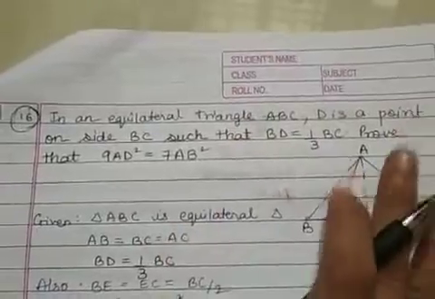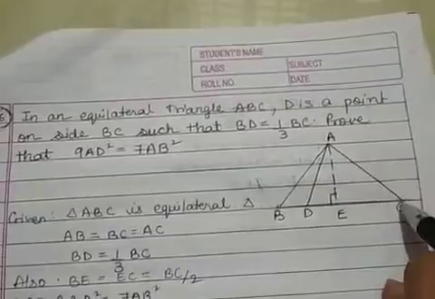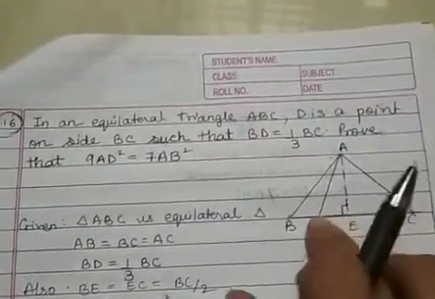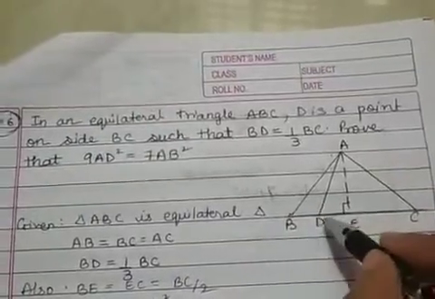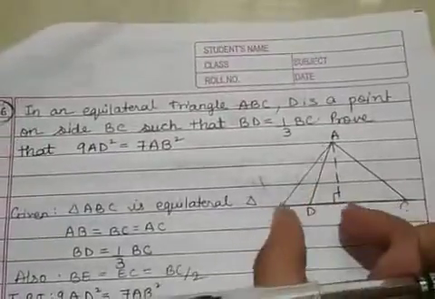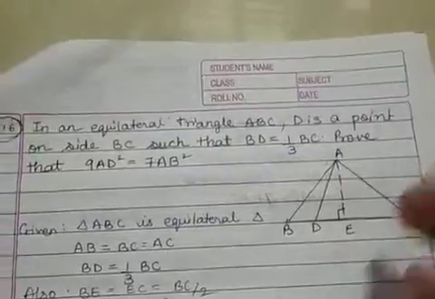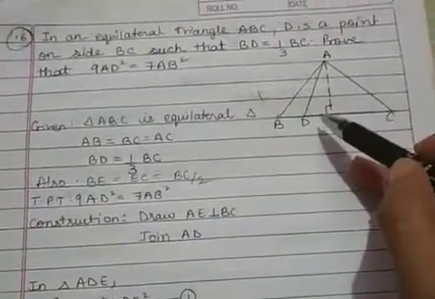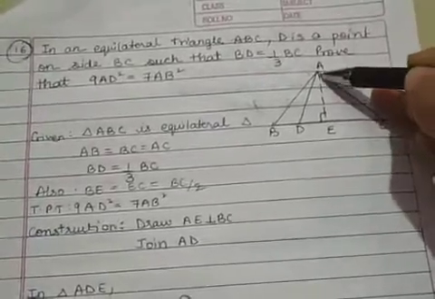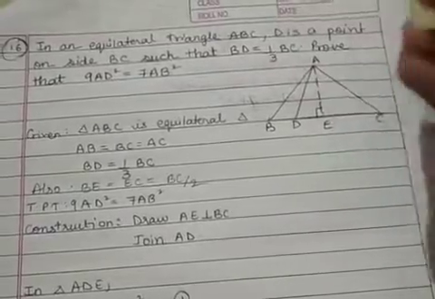The figure is not given to you, so let us draw the figure ABC. Triangle ABC is an equilateral triangle, and D is a point on BC such that BD is 1/3 of BC, so the ratio is 1:3. It will be somewhere here. To prove this, we make a construction: we draw an altitude AE so that we can get a right angle triangle.